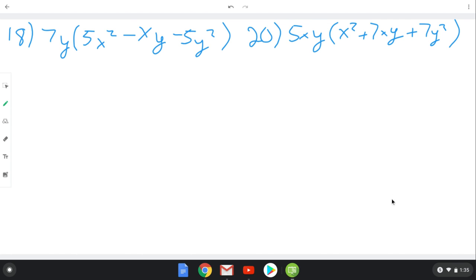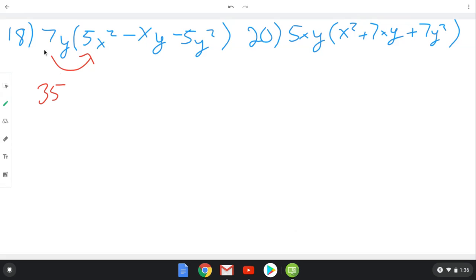So basically when you have a polynomial multiplied by a monomial, remember if it just has one term, that's called a monomial. So if I have a polynomial multiplied by a monomial, I'm just going to distribute that monomial to each term in my polynomial. So the first thing I'm going to do is I'm going to multiply 7y by 5x squared. So I can go straight multiply the numbers. So I do 7 times 5, which is 35.